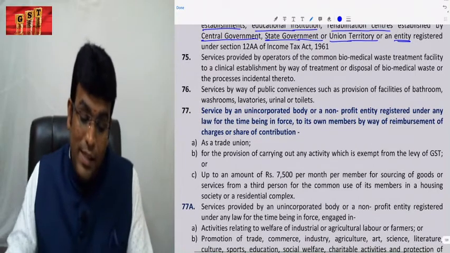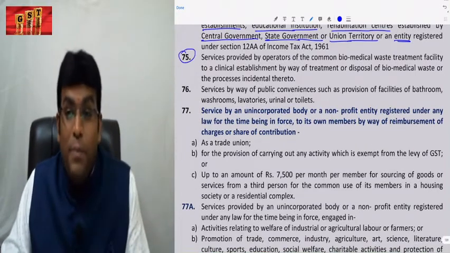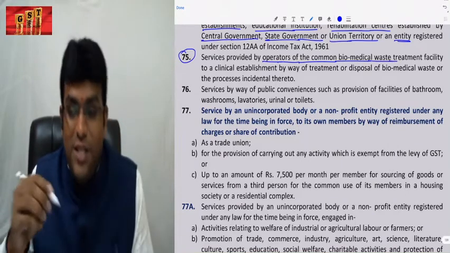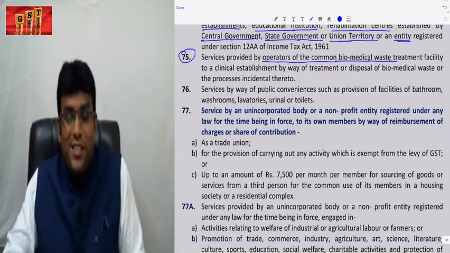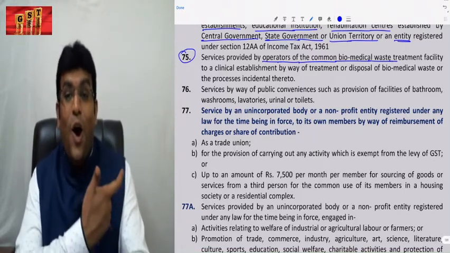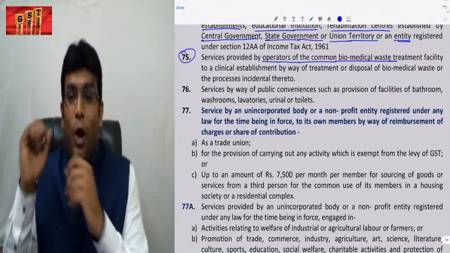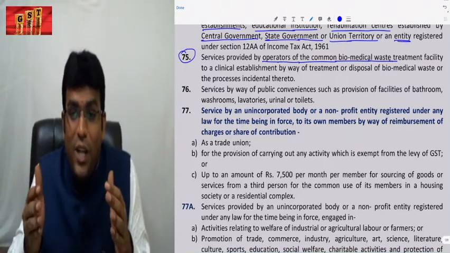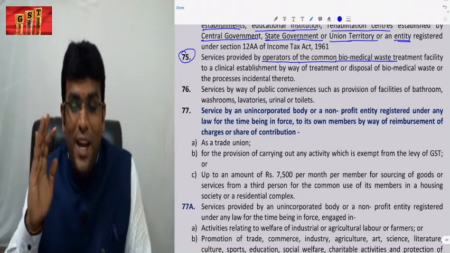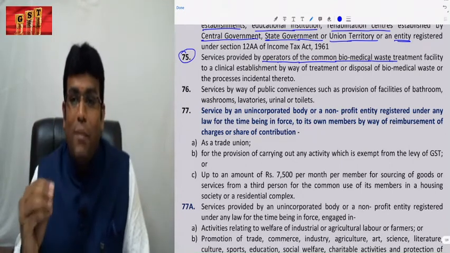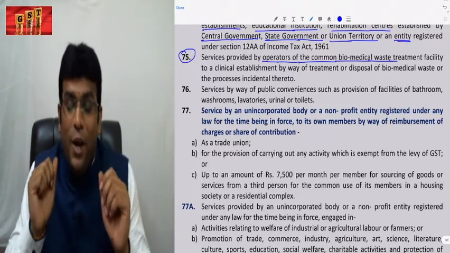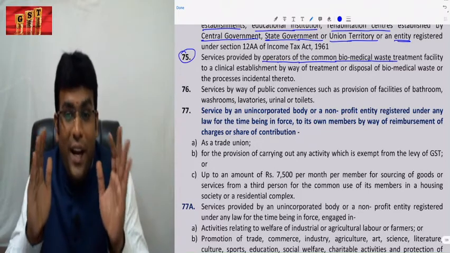Next point, 75th point. Services provided by operators of common biomedical waste. Now, what is this biomedical waste? Sir, we all know that when we go to the hospital, when they give an injection or a syringe or something like saline bottles to the patient, they will not throw it outside just like that. There is a proper medical waste process which needs to be carried out. Medical waste cannot be thrown outside just like that.